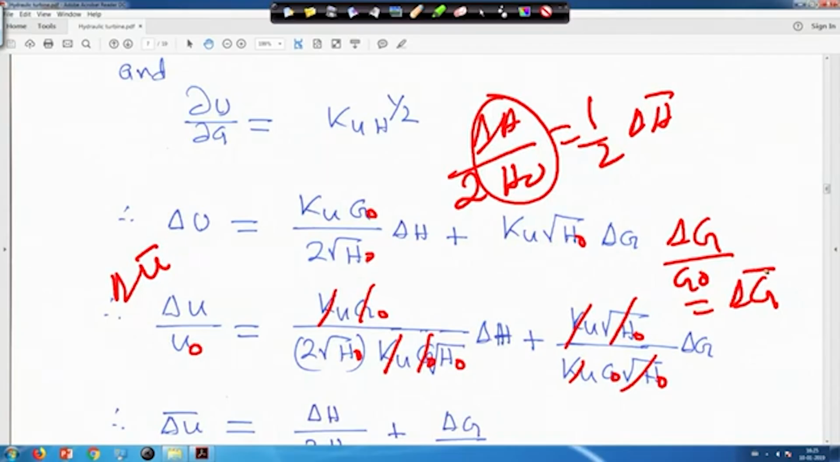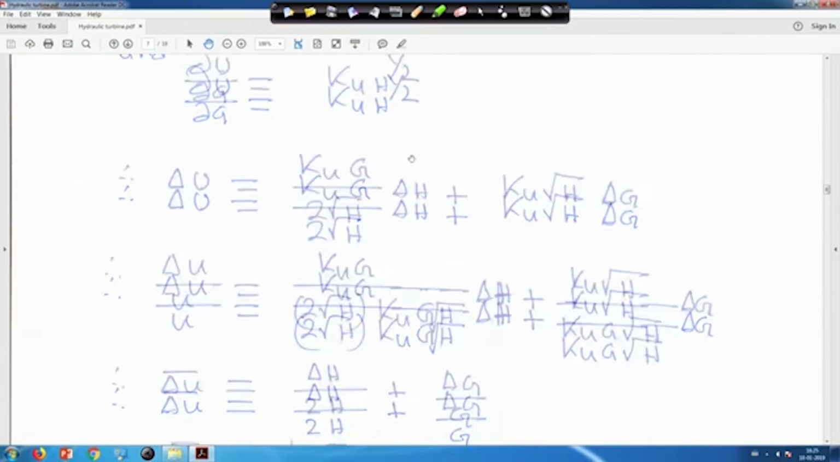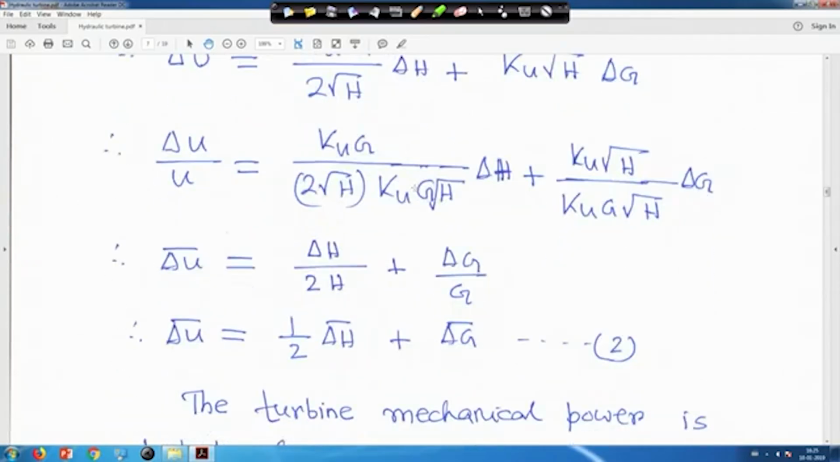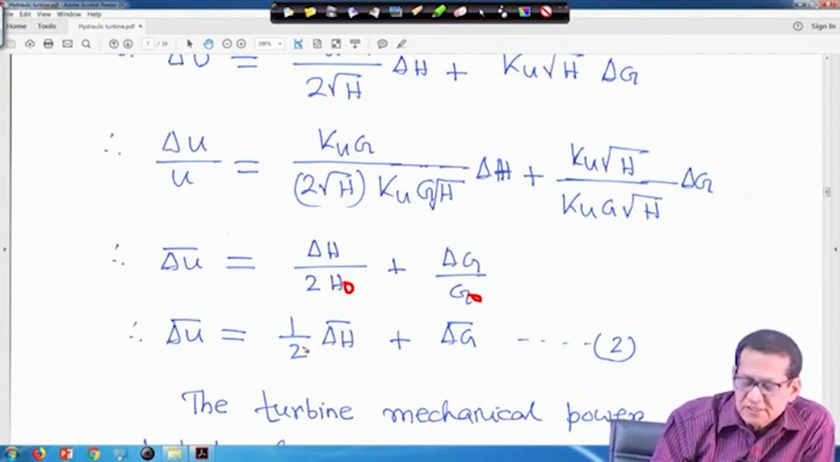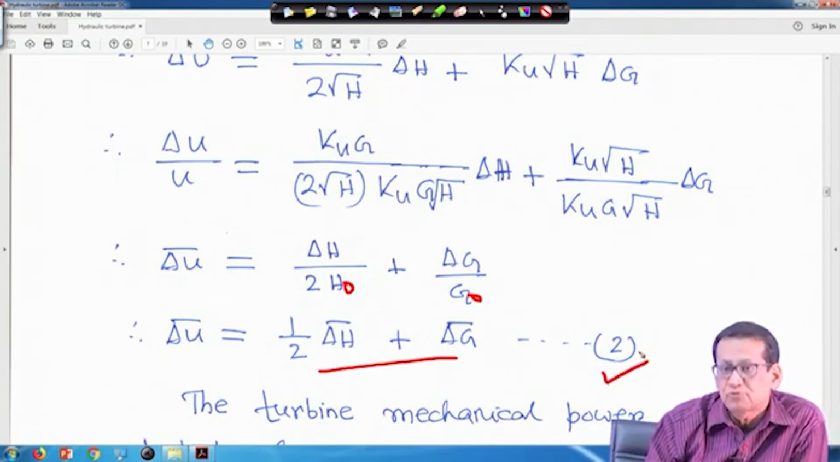So, that is why this equation, delta u is equal to, based on that only, it will be 2 h 0, it will be g 0, right. So, delta u bar is equal to half delta h bar plus delta g bar, this is equation 2, right.